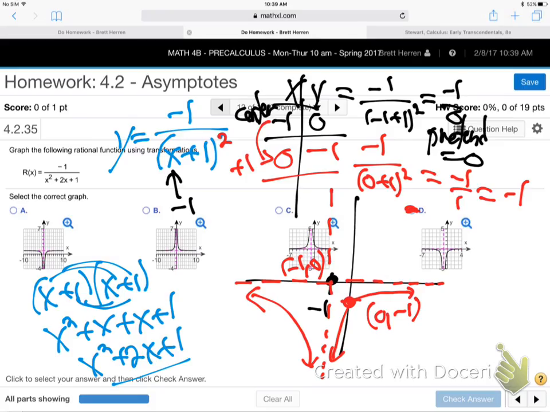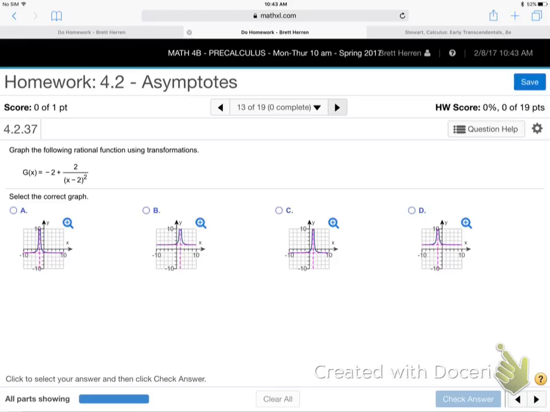Good on that? All right, the next one. All right, try that one. Center point and one other point.